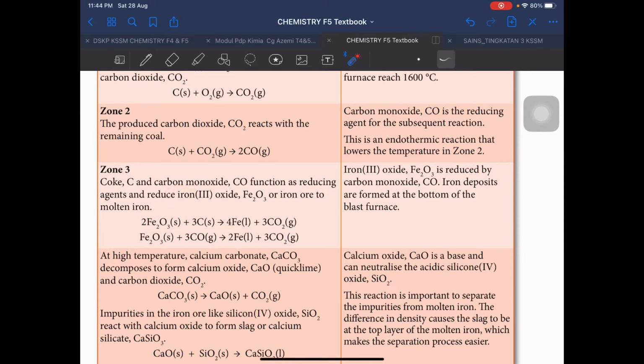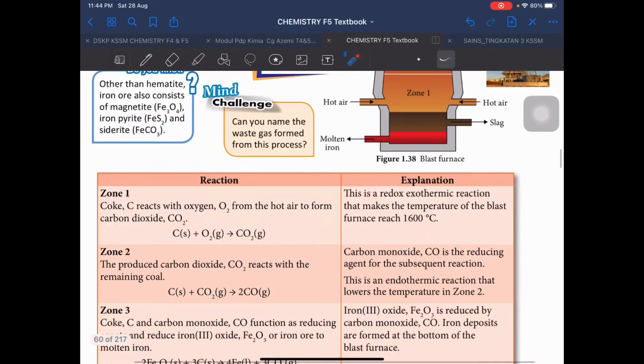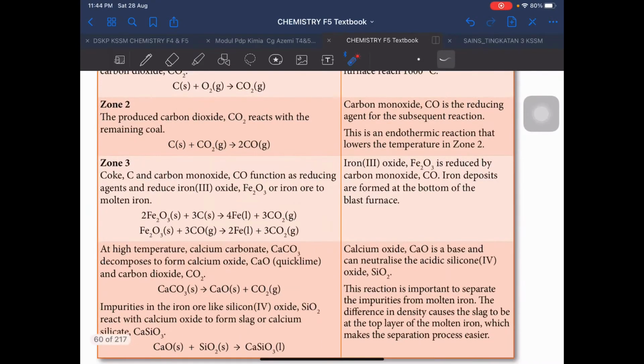So after we have the coke and also carbon monoxide react with this iron trioxide, we will have our molten ferrum ataupun molten besi di bawah sinilah. We will have this molten iron. Okay, so iron trioxide is reduced by carbon monoxide. Iron deposits are formed at the bottom of the blast furnace.